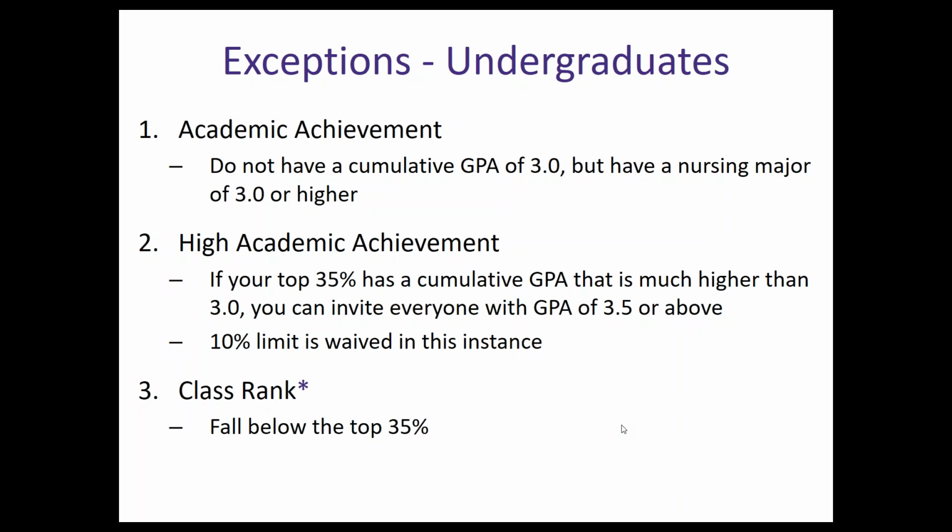The class rank exception allows you to invite additional 10% of people who fall just below the top 35%. So again, if maybe they're not a high achieving cohort, but you know you have some good candidates in between that 3.0 and where your top 35% is cut off, and you'd like to invite some additional people, then you could use this particular clause.